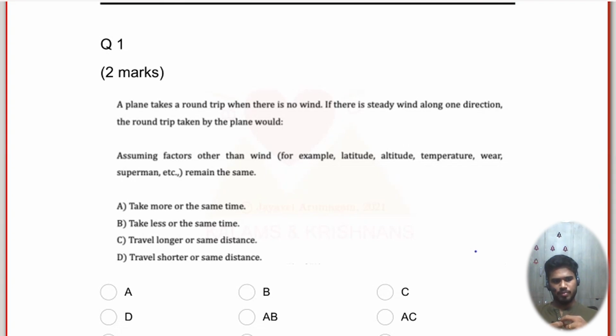Sivasankari thinks it's more. Priyanshu thinks it is more. More if the wind is against the airplane. No, this is a round trip. So forward trip, if wind is against, backward trip, wind is along the airplane. So this is a round trip.